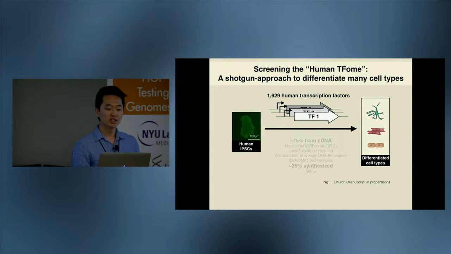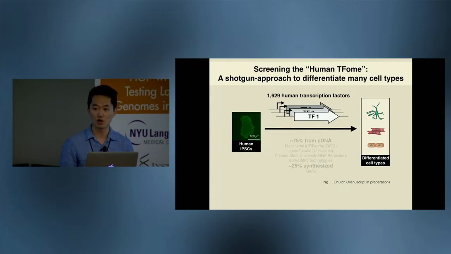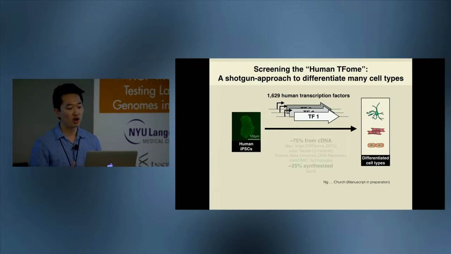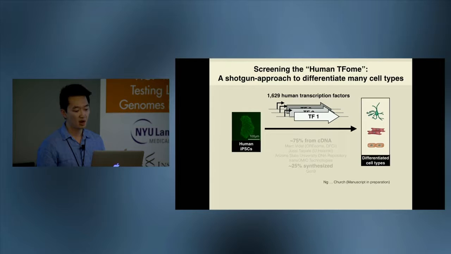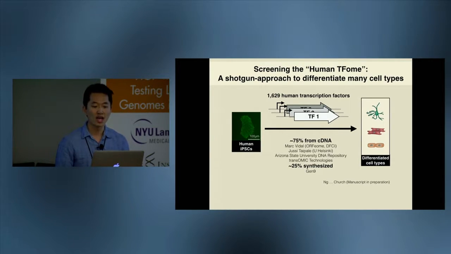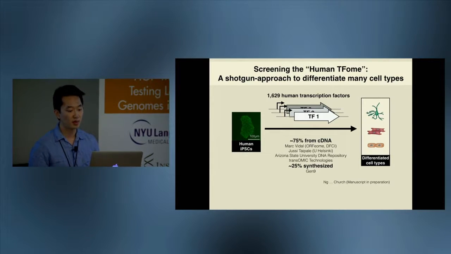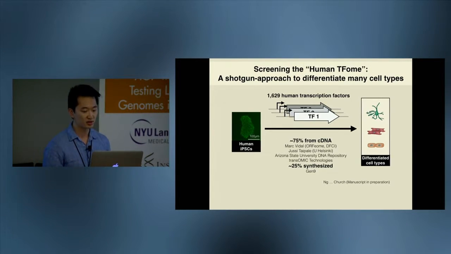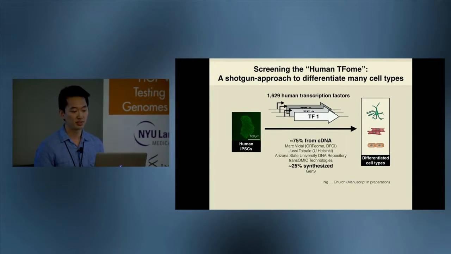So to do this, we assembled what we call the human TF-ome, the collection of basically all canonical human transcription factors, over 1,600 of them. And we threw them into iPS cells and just asked the question, which ones can encourage them to differentiate into basically any differentiated cell type. About 75% of this collection is derived from cDNAs originally. We had a lot of help from Mark Vidal's lab and the Orpheome Consortium, which contributed to this collection, as well as others. And for the rest that we couldn't get our hands on very easily, we actually synthesized about 25% of this collection from the synthesis company Gen9.